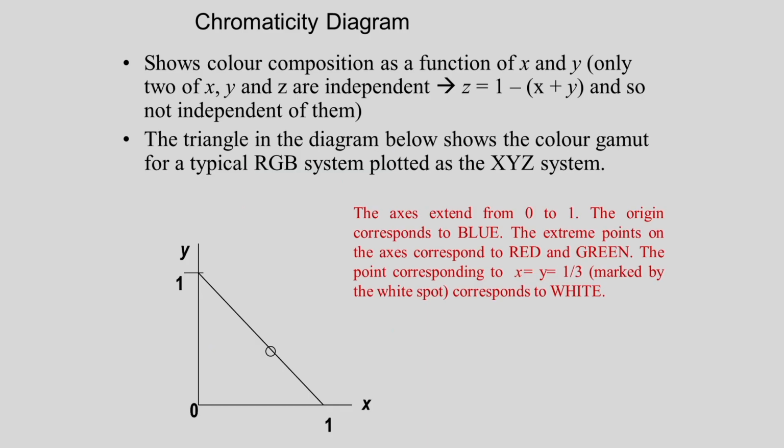In this case, based on this XYZ color system, I can draw a chromaticity diagram. Suppose I consider z as the dependent variable, and I write z is equal to 1 minus (x plus y), then in terms of x and y, I can determine z. So based on this information, I can draw the chromaticity diagram. You can see I have the axes extending from 0 to 1. This origin corresponds to blue. I have two extreme points: one is red, and another one is green.